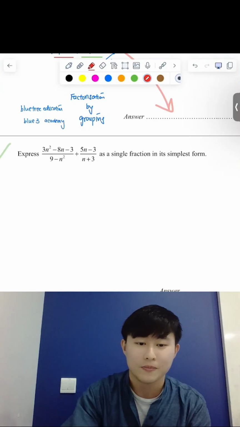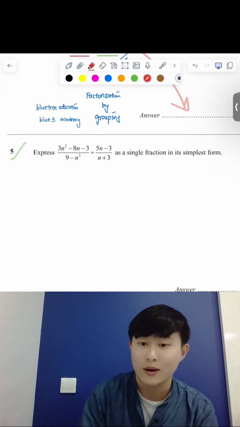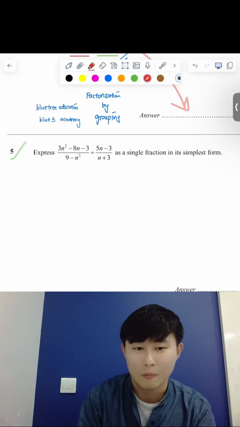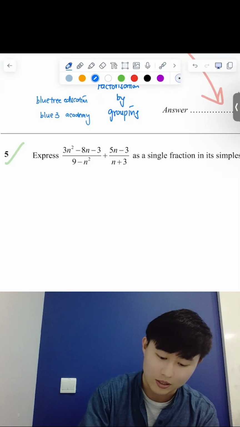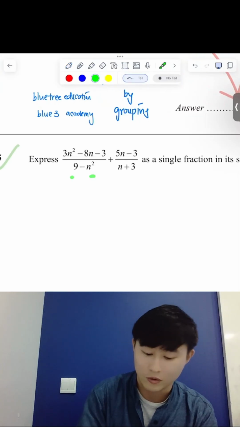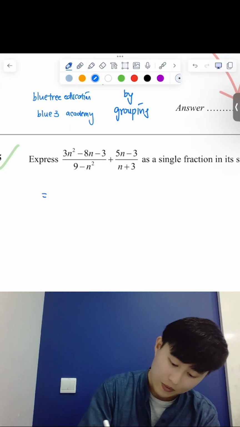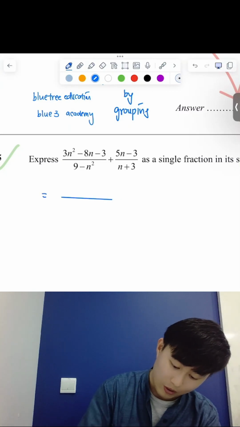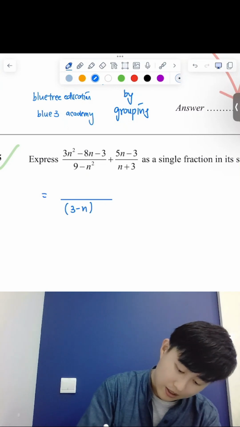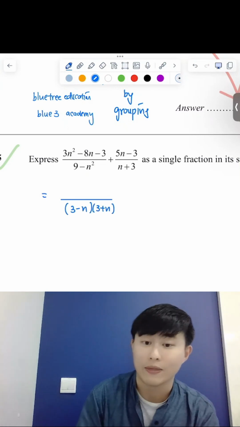Okay, so it depends. This question is quite a simple question, but at the same time, a lot of students are a bit confused. Why? Because usually we are more used to having that variable in front. So what I'm going to do now is simplify this first. I'm going to end up with 3 minus n, 3 plus n.